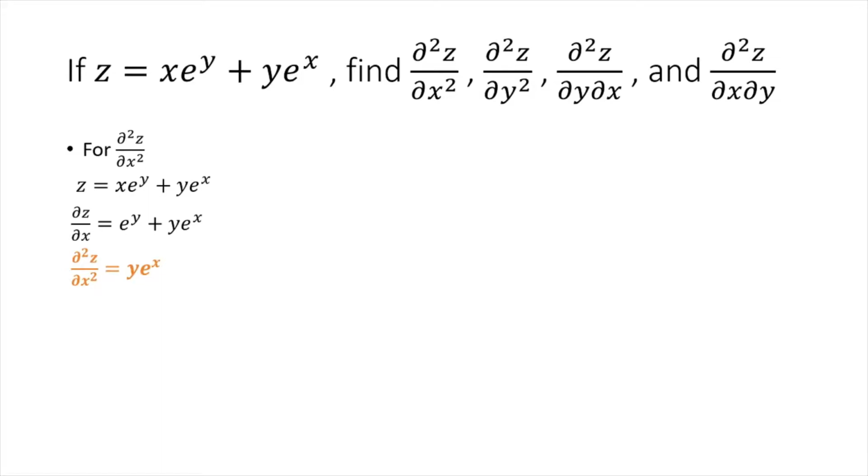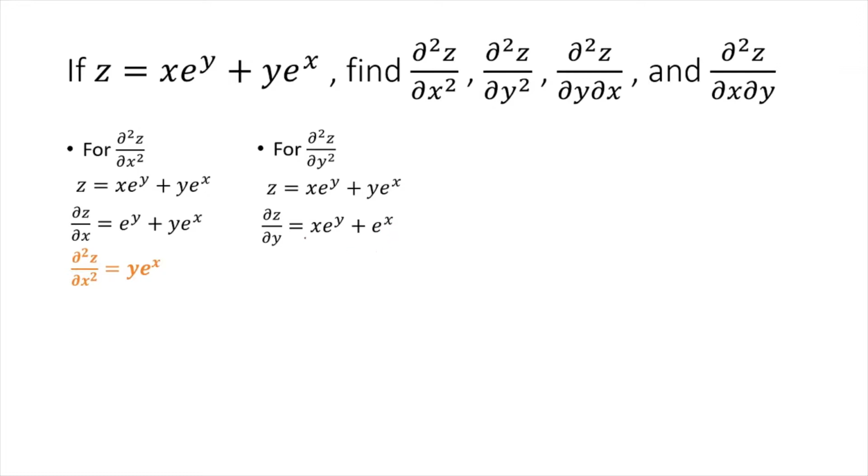Next, the second partial derivative of z with respect to y, and then with respect to y again. This time we will be holding x as, or treating x as constant. So for the first term, x is constant, so differentiate e raised to y with respect to y. That's e raised to y. So for the first term, that's still x times e raised to y. And then for the second term, e raised to x is constant because x is constant. So differentiate y with respect to y, it's equal to 1. So 1 times e raised to x.